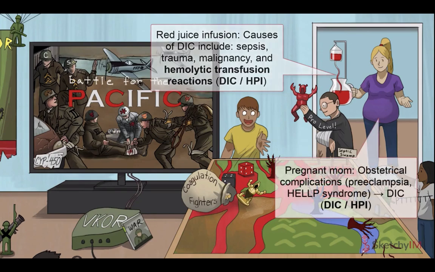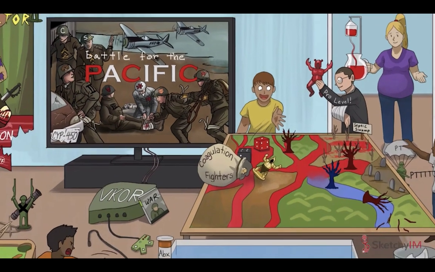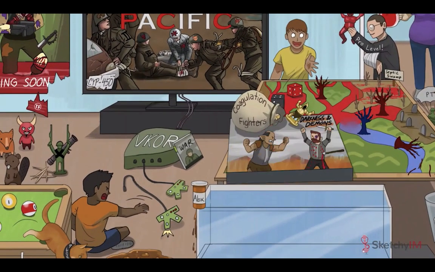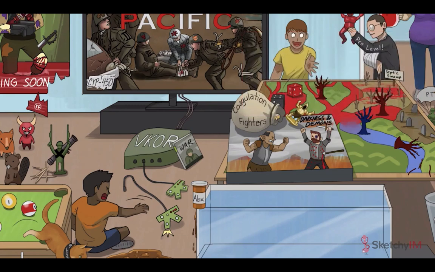And finally, obstetrical complications like preeclampsia and HELLP syndrome can also cause DIC. The hallmarks of DIC are bleeding and coagulation. Bleeding manifests as petechiae, bruising, and oozing from wounds, mucosa, and IV sites. Though in this guy's case, oozing from spear wound sites.